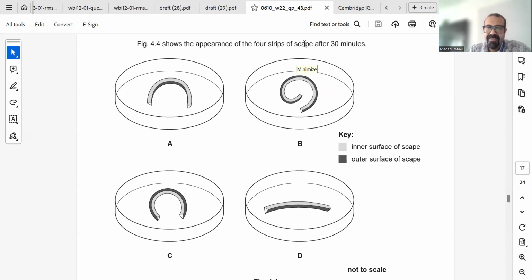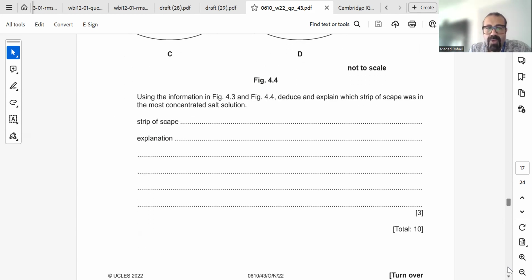C ولا B؟ انتوا ماشيين في الدايركشن الصح، بس أنا I'm asking about the most concentrated. هي هتروتيت more لأنها هتلوز more water. فthe answer is B يا حبايبي. The answer is B. Okay, so the explanation.